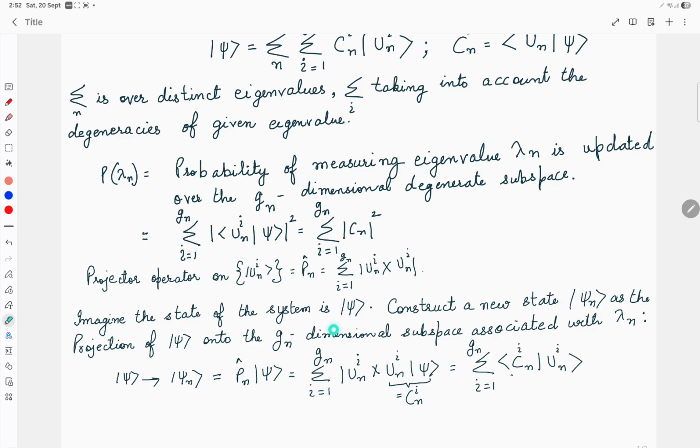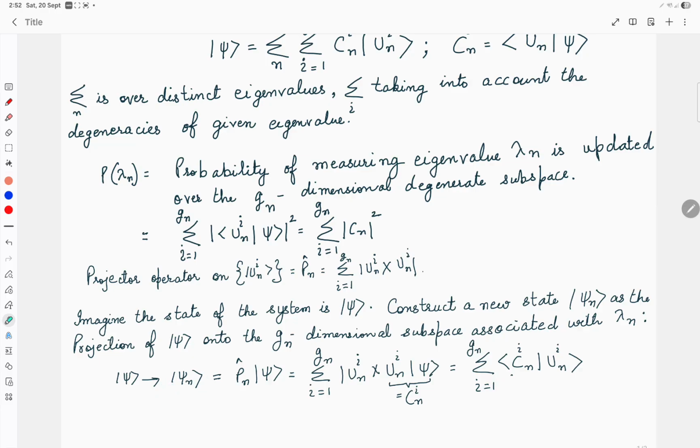Now imagine the state of the system is ket psi. Let us construct a new state, ket psi n, as the projection of psi. We are given an arbitrary state ket psi, but we have to construct a new state ket psi n which will take care of the degeneracy, right? We construct the new state psi n as the projection of psi onto the Gn dimensional subspace associated with the single lambda n.